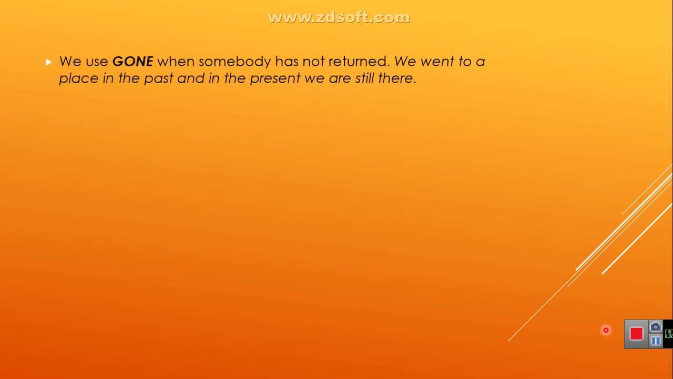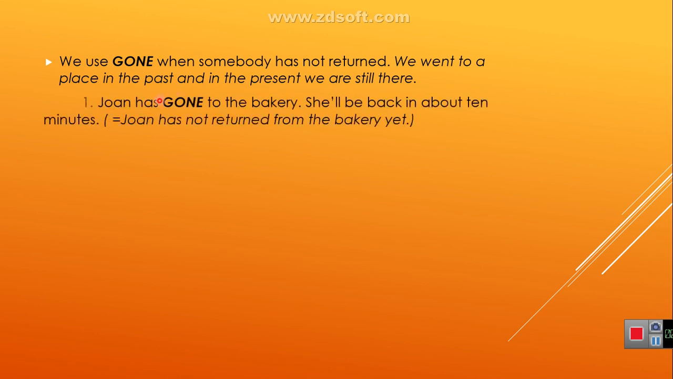Now, when do we use gone? We use gone as the past participle of go when somebody has not returned. I mean, we went to a place in the past and in the present, now we are still there. We have not returned yet. First example. Joan has gone to the bakery. She'll be back in about 10 minutes. Gone is the past participle of go, and it means that Joan has not returned from the bakery yet.